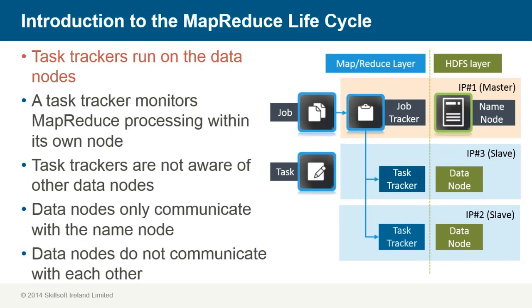Task trackers run on the data nodes and are responsible for communicating with the job tracker. The job tracker is a single point of failure on the Hadoop MapReduce services. If a job tracker fails, all running MapReduce jobs fail. The task tracker monitors MapReduce processing within its own node. Task trackers are not aware of other data nodes and their respective task trackers. Remember, data nodes only communicate with the name node, and data nodes never communicate with each other.